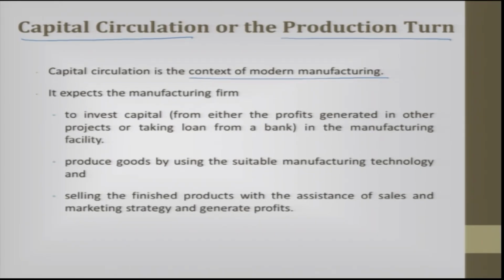So, it is expected that the manufacturing firm invests capital in the manufacturing facility to produce goods by using the suitable manufacturing technology, and sells the finished products with the assistance of a sales and marketing strategy, generating profit. So, this is what is called capital circulation.